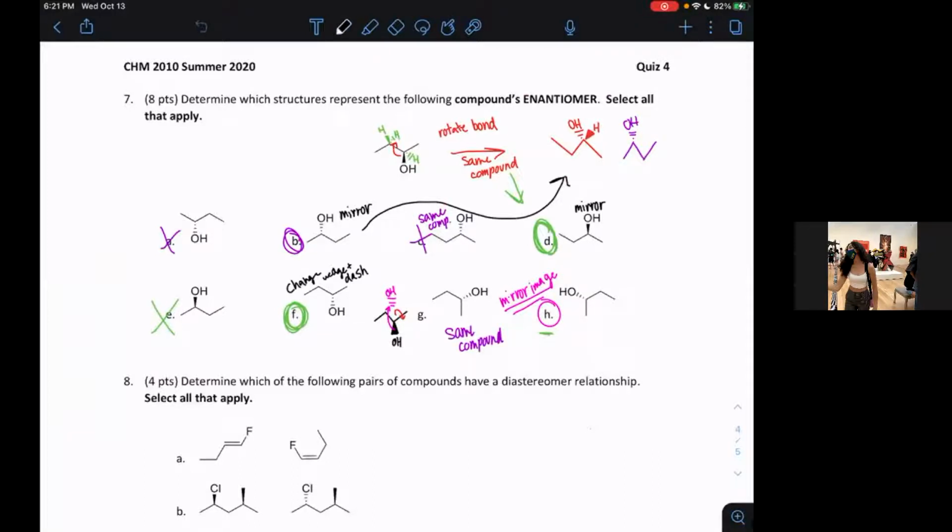Okay, which ones came from this original one? Because it says select all, so I guess there could be just a couple, but not most of these. If we didn't do rotating the bond, the only one it could be, I think, is F. And D. Oh wait, oh yeah, F and D then. I don't think D either. D is a mirror image. Yeah, you're right.